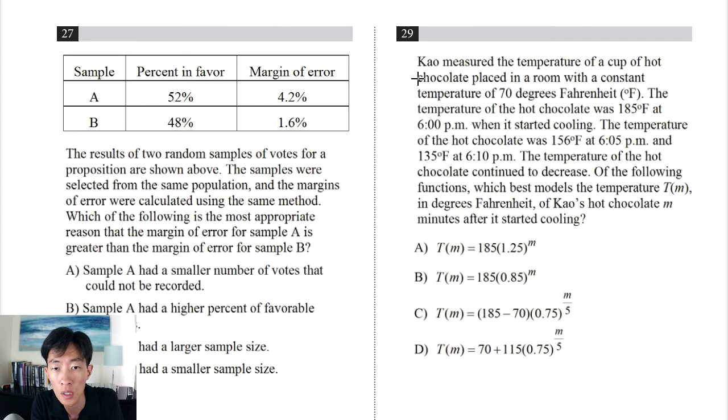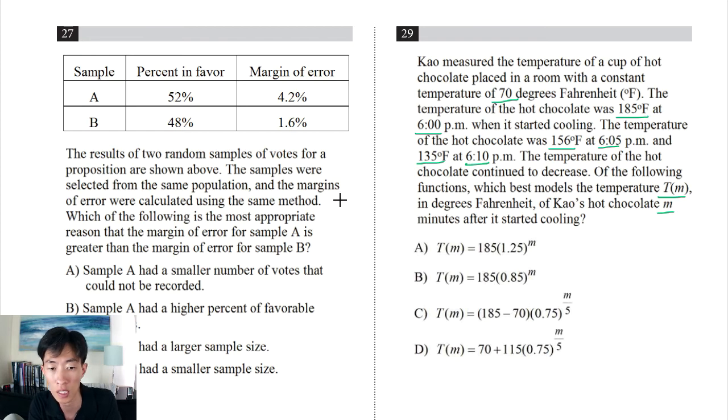Question 29. KO measured the temperature of a cup of hot chocolate placed in a room with a constant temperature of 70 degrees Fahrenheit. The temperature of the hot chocolate was 185 at 6 p.m. when it started cooling. The temperature of the hot chocolate was 156 at 6:05 p.m. and 135 at 6:10 p.m. The temperature of the hot chocolate continued to decrease. Of the following functions, which best models the temperature in degrees Fahrenheit of the hot chocolate m minutes after it started cooling? All right, so we need to organize this into something that's intelligible.